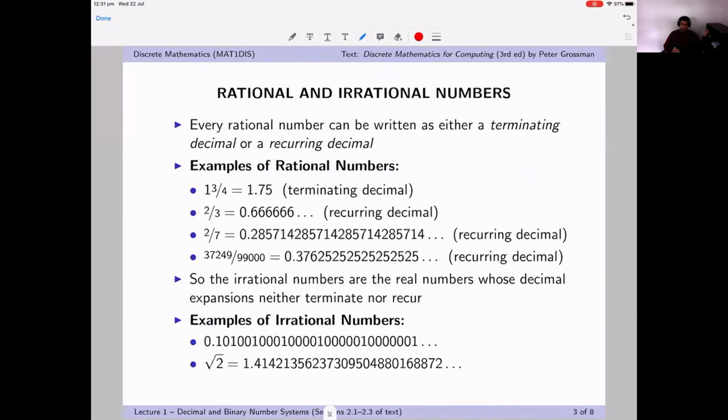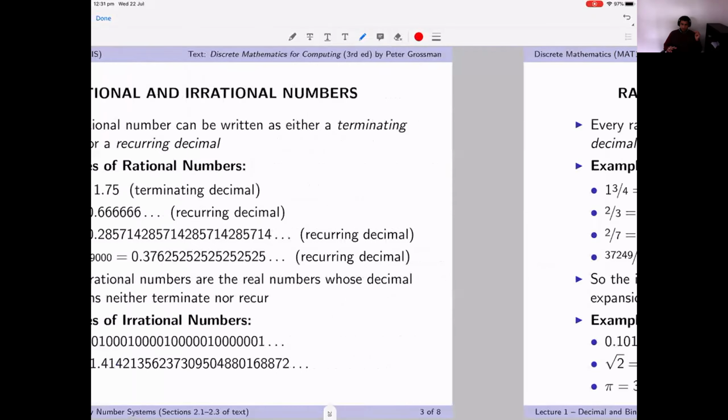Similarly, square root 2 is 1.4142135623730. As you can see, no block of digits is repeating themselves. So it's a non-recurring decimal. So non-recurring, non-terminating decimal. So such numbers are called irrational numbers. Okay.